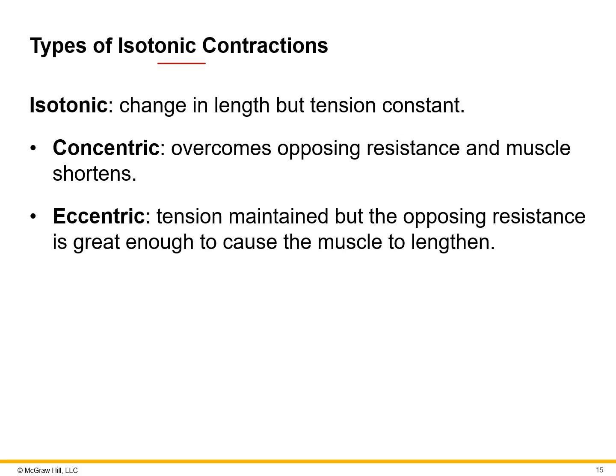Now, if we look at isotonic contractions, again, with isotonic we're changing the length, keeping tension the same. So we have concentric and eccentric isotonic contractions. Concentric overcomes the opposing resistance and the muscle shortens. Eccentric, the tension is maintained, but the opposing resistance is great enough that it causes the muscle to lengthen, right? So again, with concentric, the muscle is shortening. With eccentric, the muscle is lengthening.